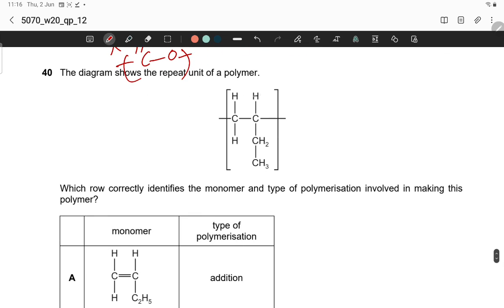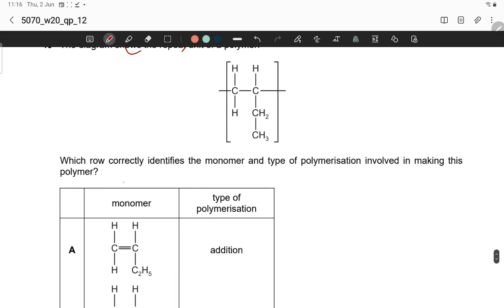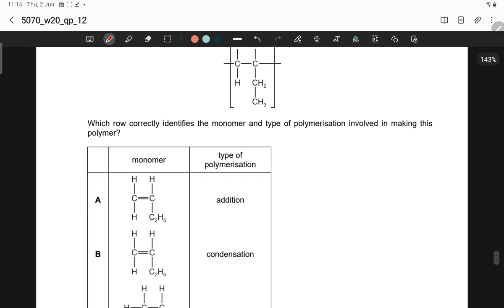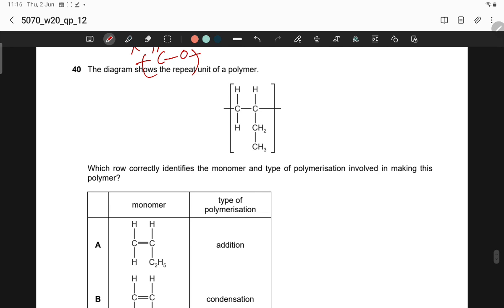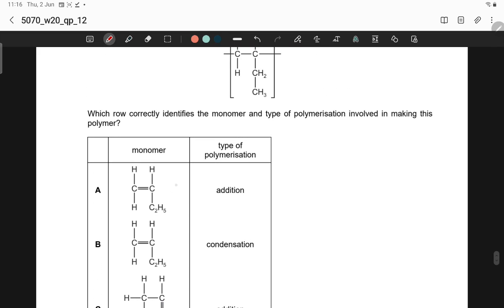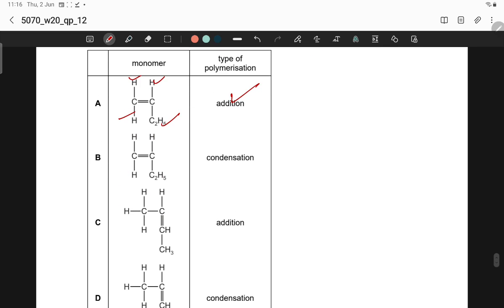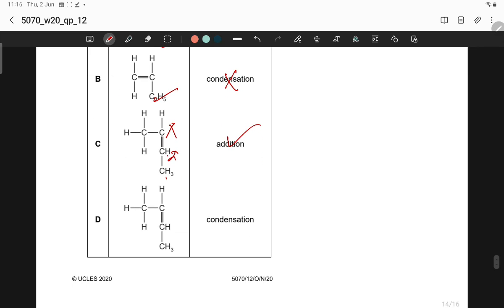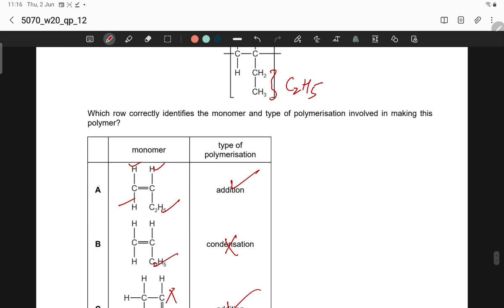The diagram shows the repeat unit of a polymer. Which row correctly identifies the monomer and type of polymerization? The type is addition, and the monomer would be C2H4, can be written like this. Addition polymerization is correct, but condensation is incorrect. CHCH3 is not correct. Addition is correct, and CHCH3 is also not correct. So A must be correct.